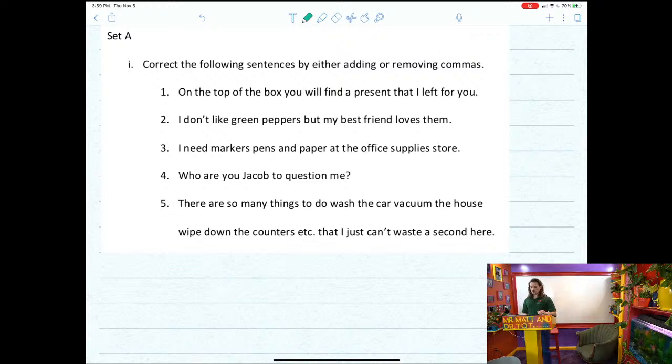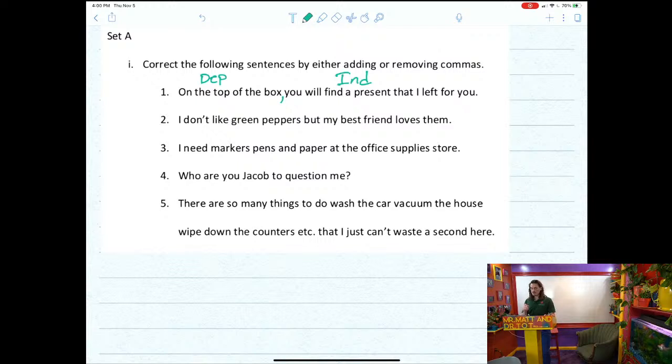Okay, so number one: On the top of the box, you will find a present that I left for you. "On the top of the box" is a dependent clause, and "you will find a present that I left for you" is an independent clause. So we have a dependent, independent clause construction, so we need a comma between the clauses.